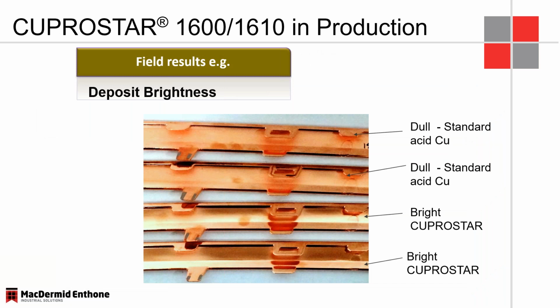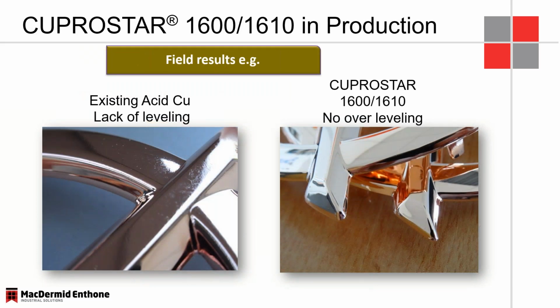Here's some examples of brightness. I highlighted how bright these deposits can be for both the 1600 and the 1610. You see the two parts that are displayed here on the top are a little bit duller. This was an acid copper at a customer that was replaced by the CUPROSTAR underneath it. And you can see in both cases, on both of those surfaces, that they are brighter than the comparative parts. So again, very bright deposit, no major changes in the feed rates or the temperatures of those systems, just run under standard conditions.